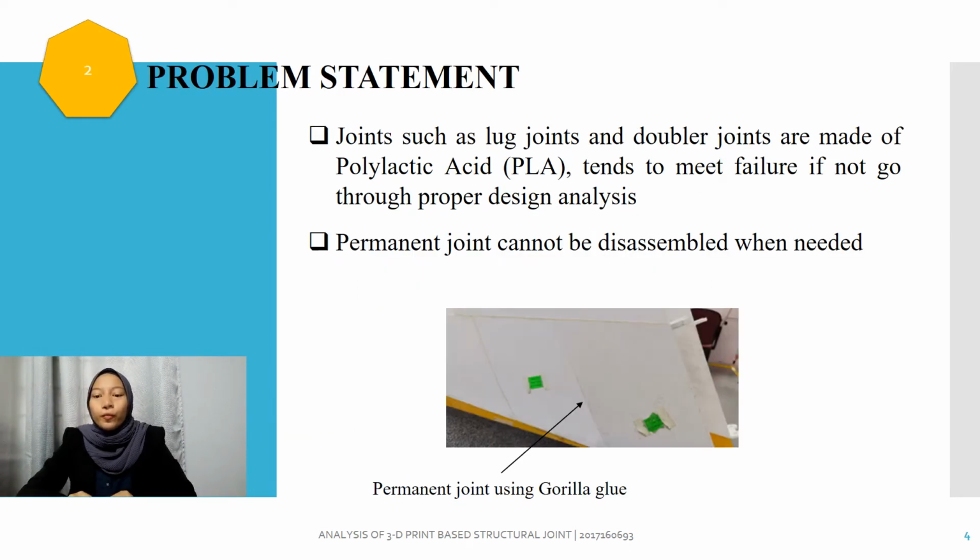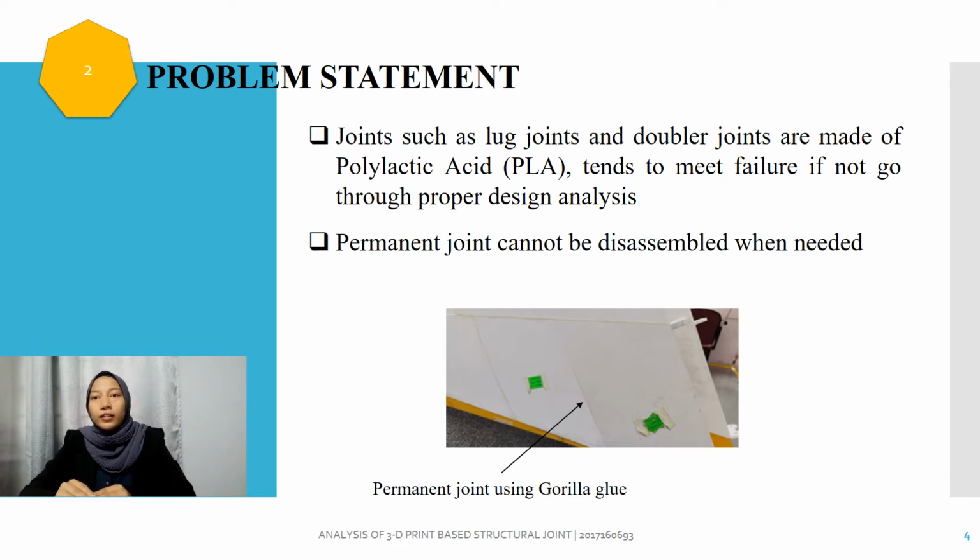Now we move to problem statement. The 3D printing will use polylactic acid (PLA) as the filament. The joints such as lug joint and double joint made of polylactic acid (PLA) tend to meet failure if not go through proper design analysis.